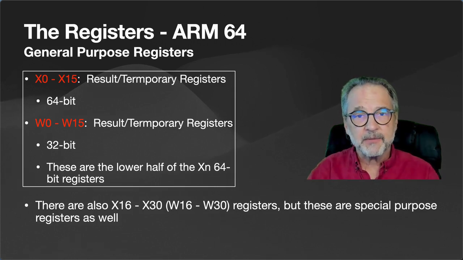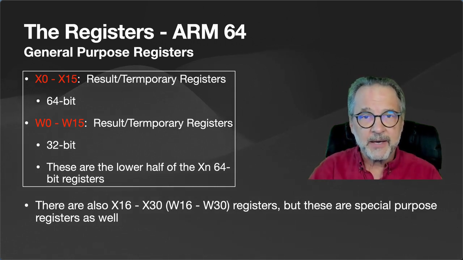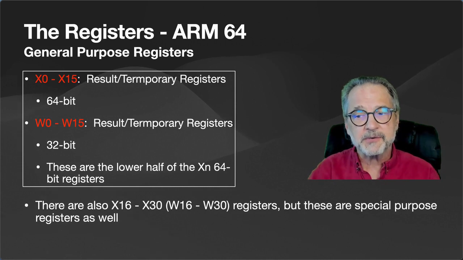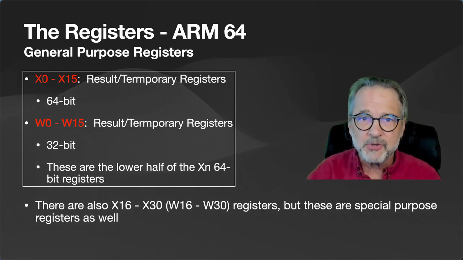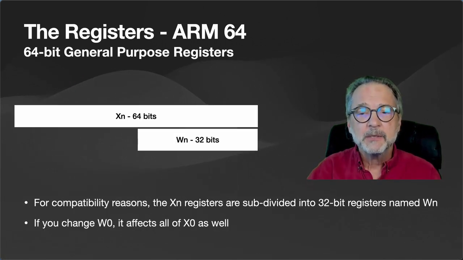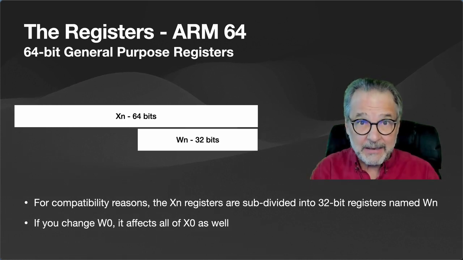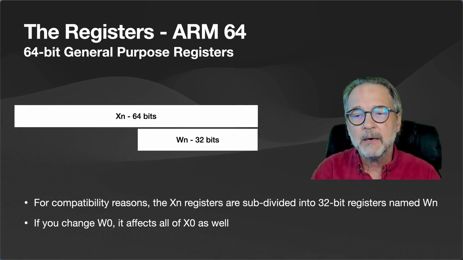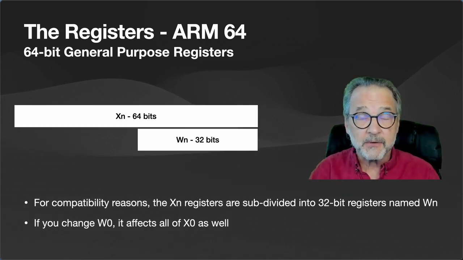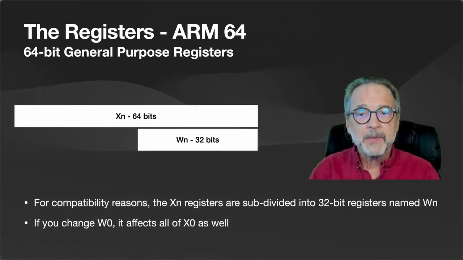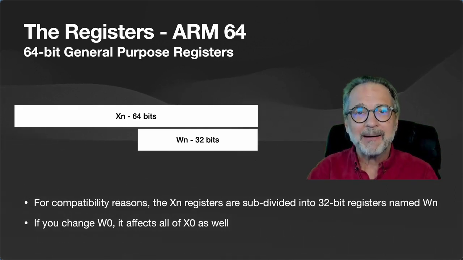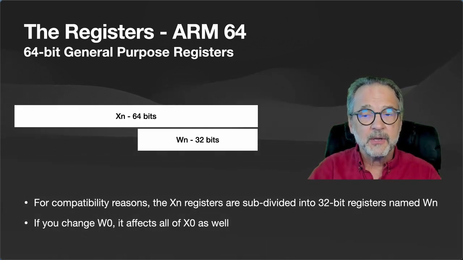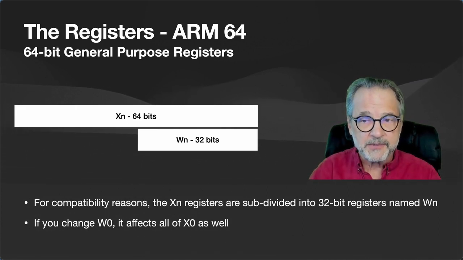Now W16 through W30, X16 through X30, those are general purpose registers, but they're also used by some of the special purpose registers as well. So here's an example of an XN. Put N, instead of N, put 0 through 14 in there. Or actually, I think 0 through 30. The X registers are 64-bit. The W registers are the bottom half of the X registers. The 32-bit registers, that's the W.